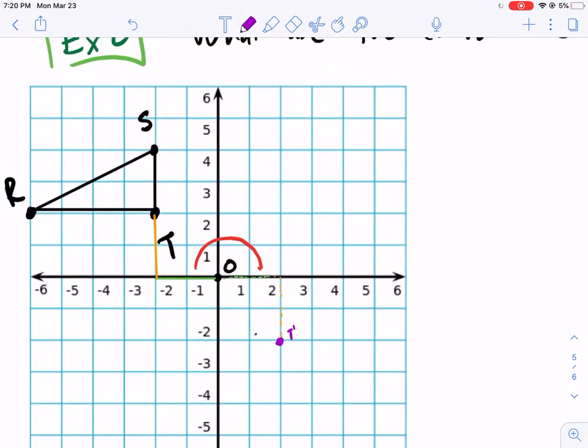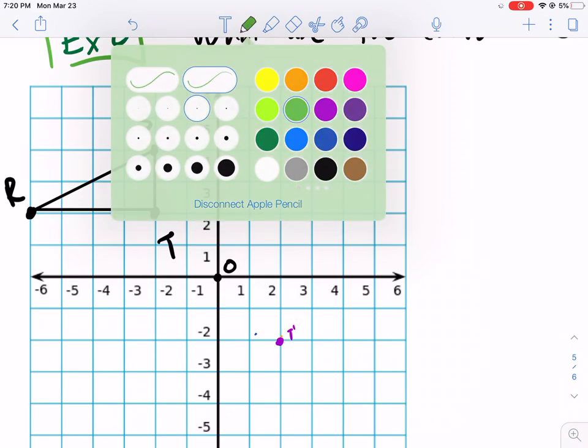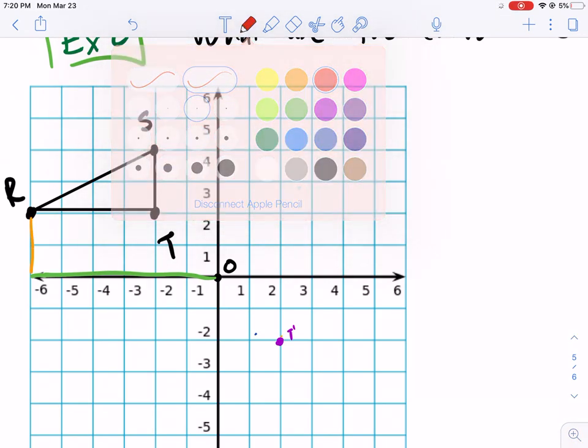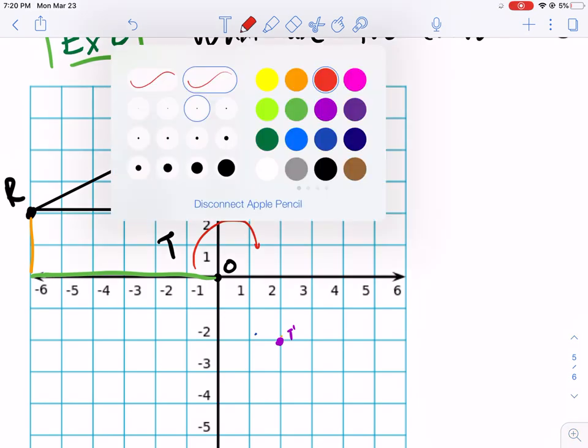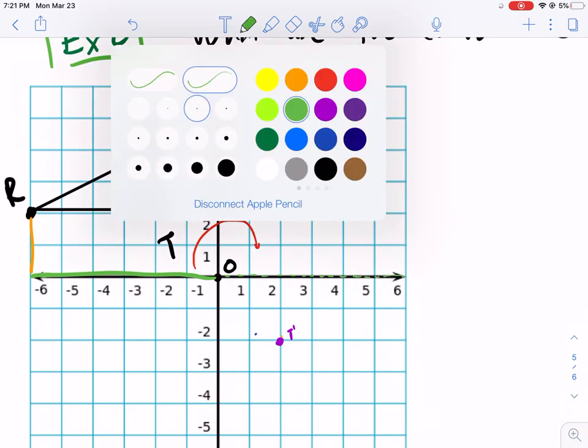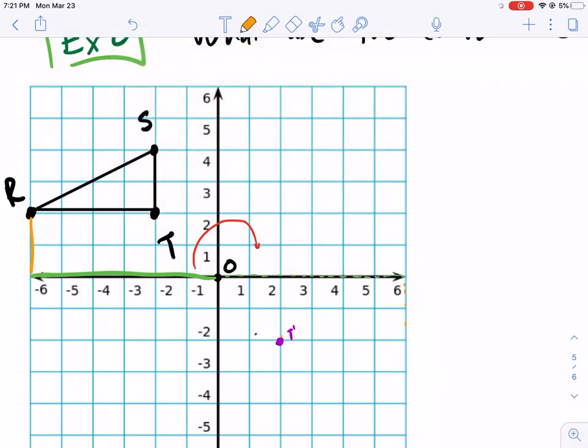Now let's go ahead and erase the supports here. What am I doing next? Let's pick point R. So point R, I'm going to go over 6 units to the left, and 2 units up. What happens if I rotate this 180 degrees? Well, it's going to go over here, 6 units to the right, and 2 units down, and here we have point R prime.